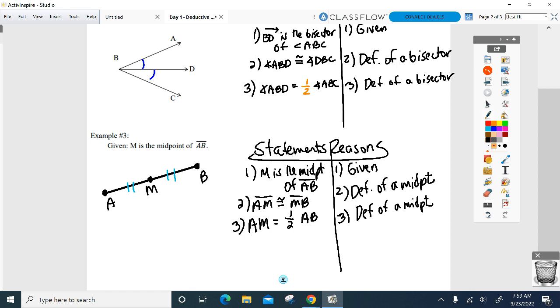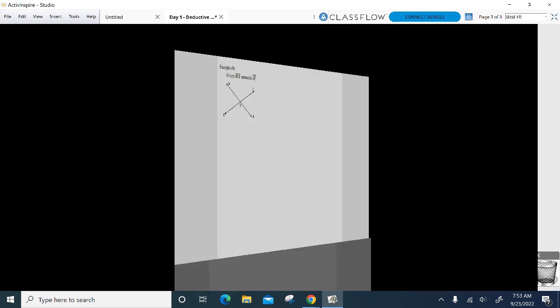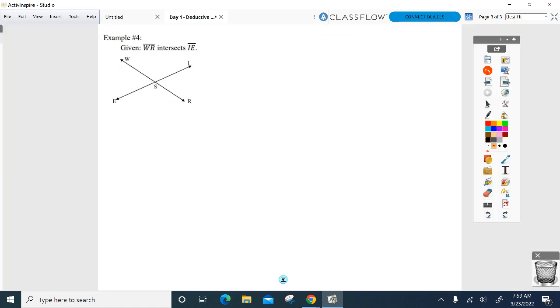All right, all good. One more here, and it's going to be a little bit tougher, this last one, because there are no vocabulary terms, but I can still get a bunch of stuff out of it. All right, so set up your statements, reasons. Make sure these are lines, not line segments, WR and IE. Thank you.